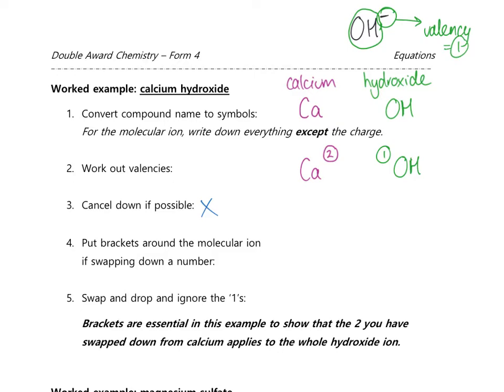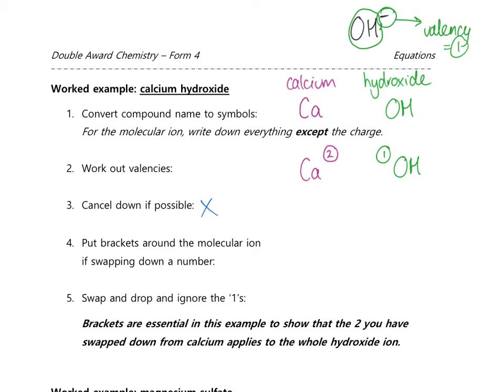Okay, so let's have a think about what we're going to be doing here. We're going to be swapping, and you don't need to write this in necessarily, we're going to be swapping down a 2 from the calcium to our hydroxide ion. So we are swapping down a number that is not 1, and so therefore I do need to include brackets. So let me show you what I mean by this.